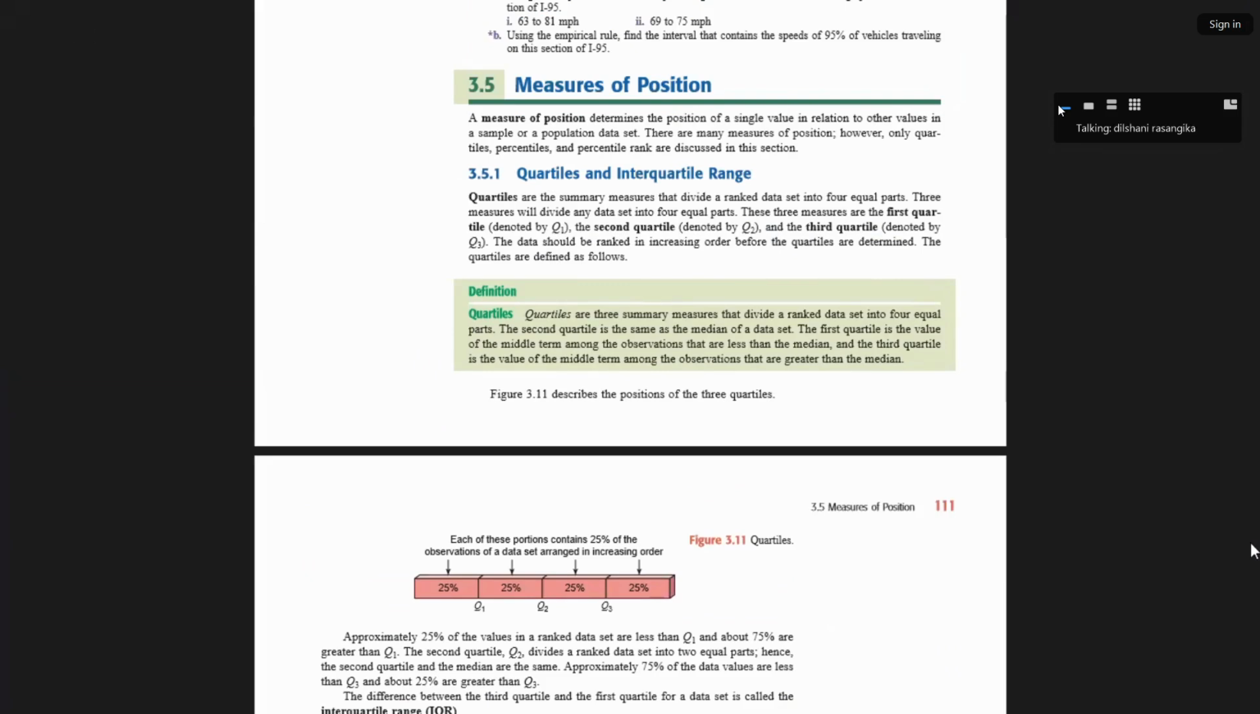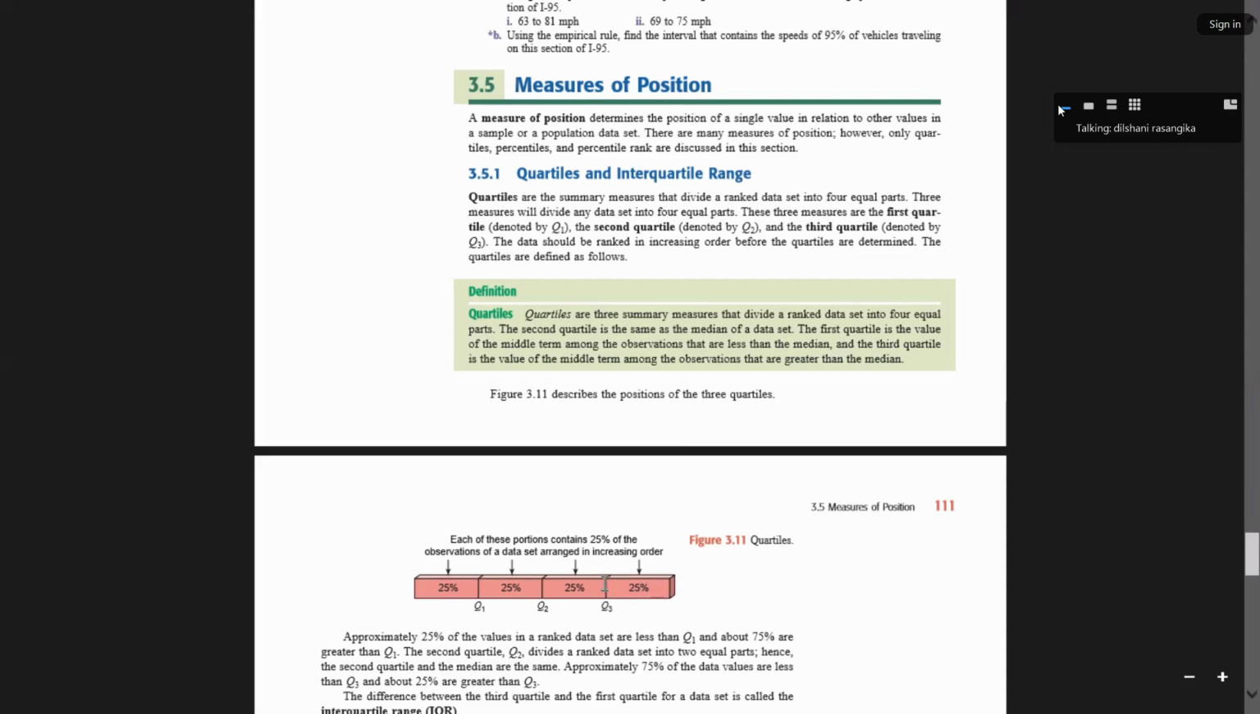calculate the quartiles, right? So here you can see the definition of the quartiles. Quartiles are three summary measures that divide a ranked data set into 4 equal parts. The second quartile is the same as the median of the data set. That means if you need to find the median, the second quartile means the median, right? The first quartile is the value of the middle term among the observations that are less than the median, right? So look at this one, figure 3.11.